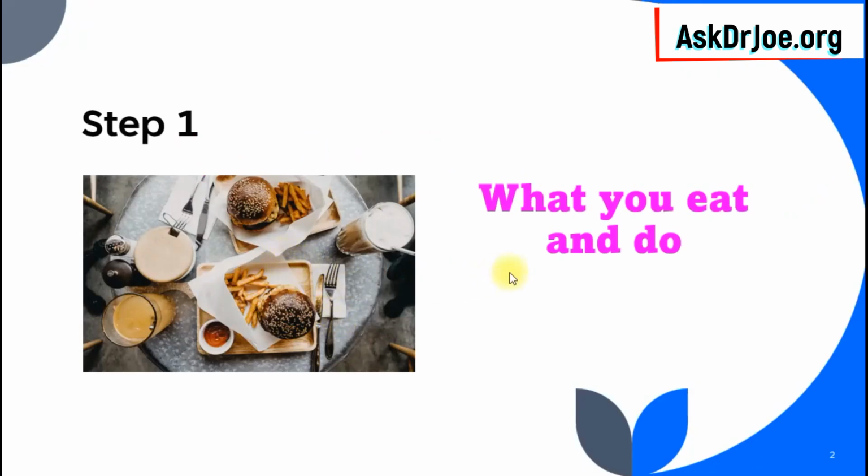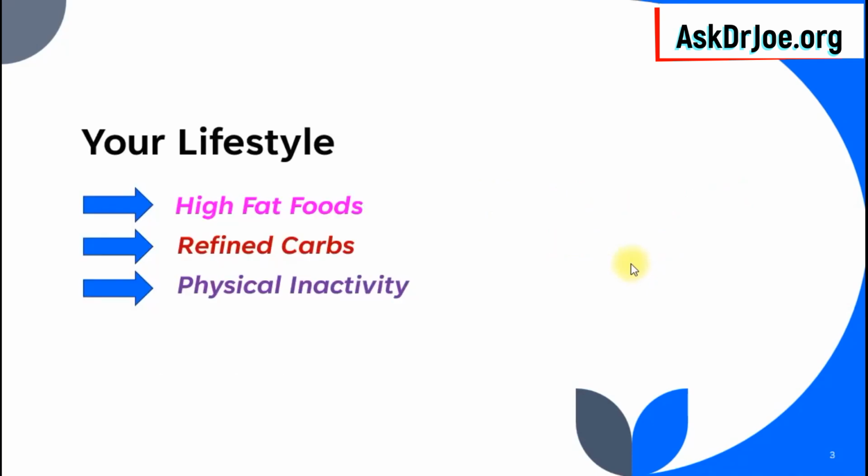Step 1. Step 1 begins with what you eat and what you do. So basically, step 1 is all about your lifestyle. You're eating high fat foods, refined carbs, and being physically inactive. This kind of lifestyle is a recipe for diabetes. So let's move on to step 2.